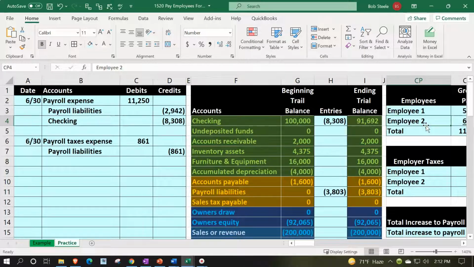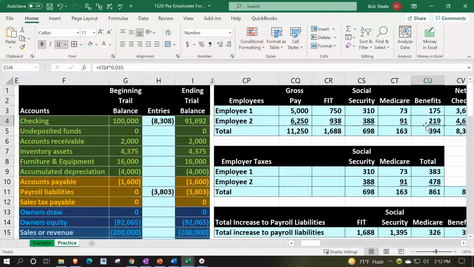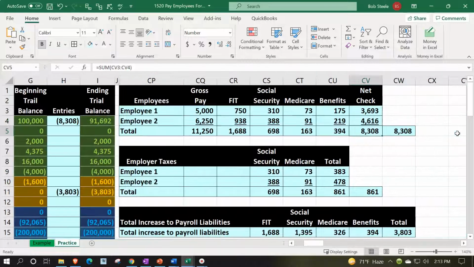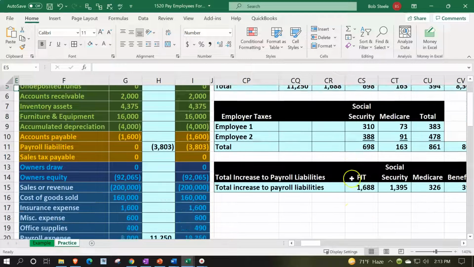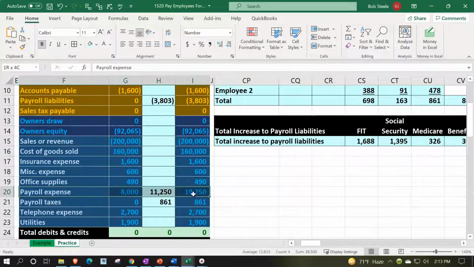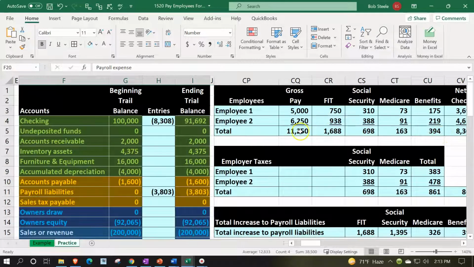So that means if we compare this to basically our data on the right-hand side, the checking account went down by the net check for the 2 employees over here, which is the 8308. So that makes sense. And then we had the payroll expense go up, not for the net pay, but for the gross pay, because that's what they actually earned. And then we're going to be paying their payroll taxes and benefits on their behalf. That's why we didn't give them the gross pay, because we're going to pay these other people on their behalf with their money in it. That's the theory of it.